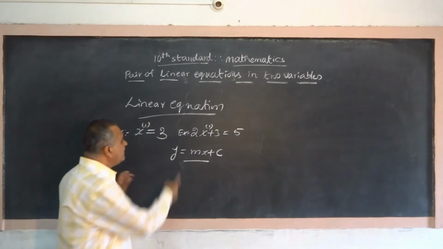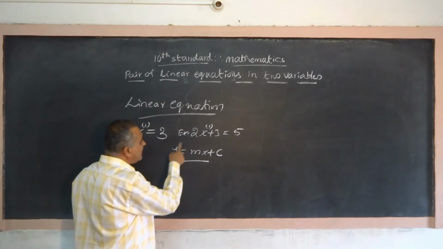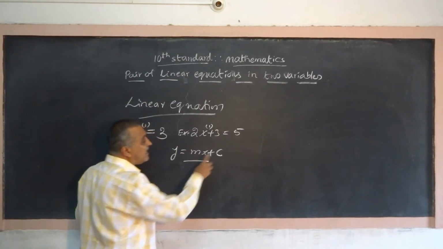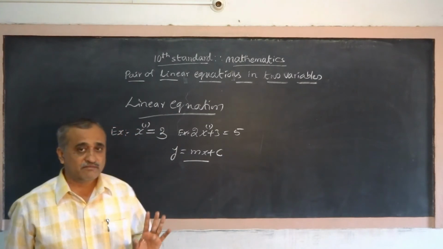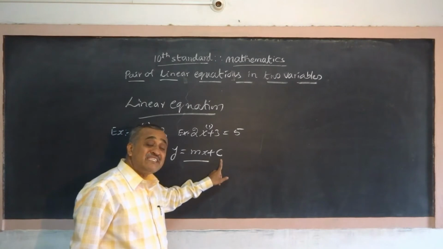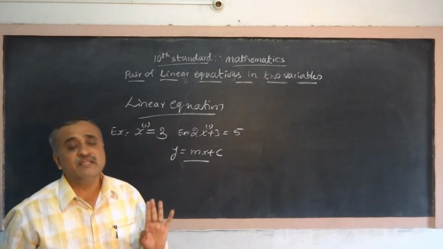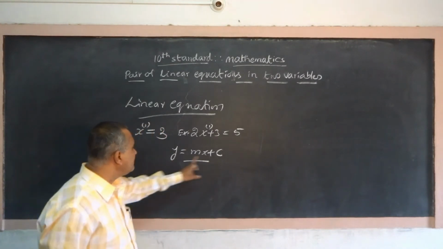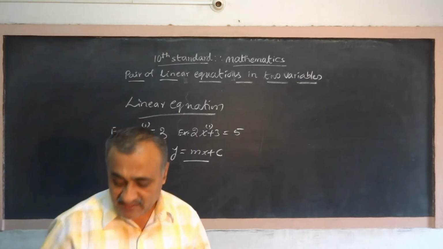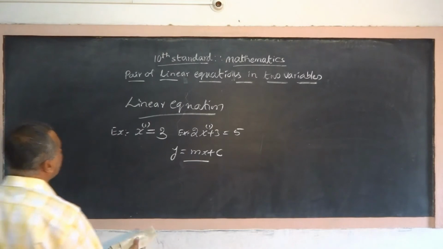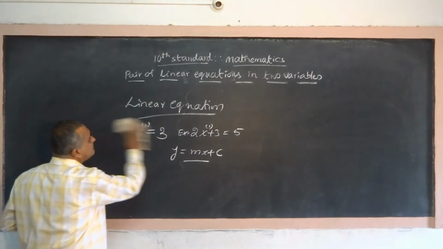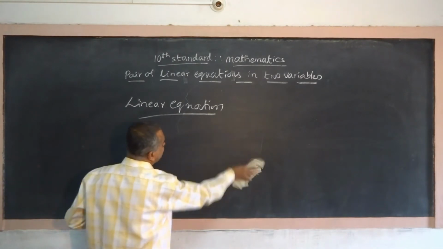Here the highest degree is 1. m and c are constants here. m and c are constants, which means m is a number and c is a numeral, a real number. This is called the general form of a linear equation. Now we have seen what a linear equation is. Now how to solve it?